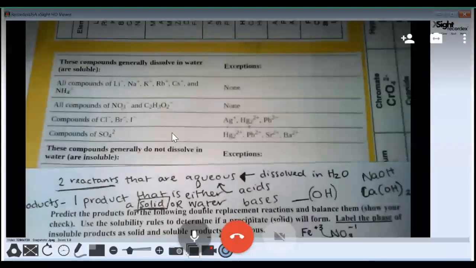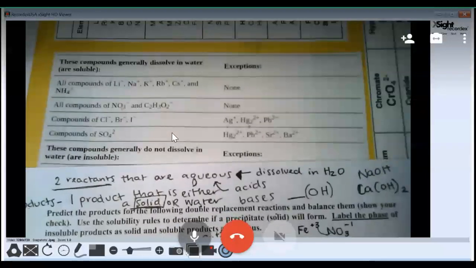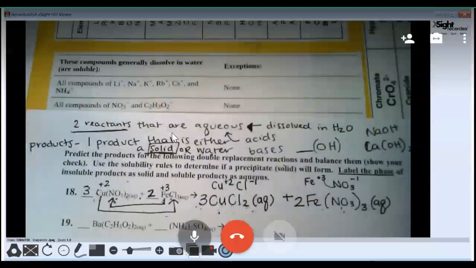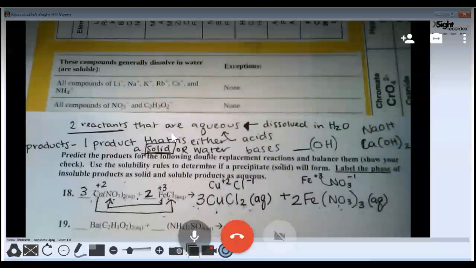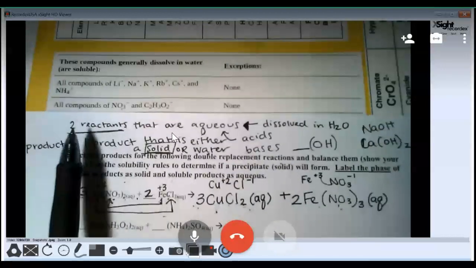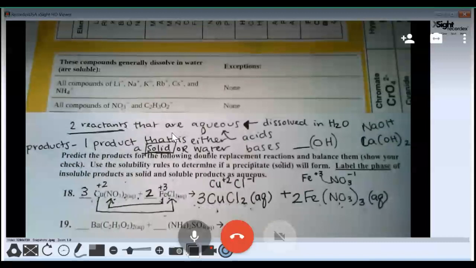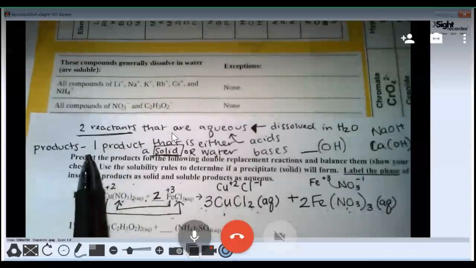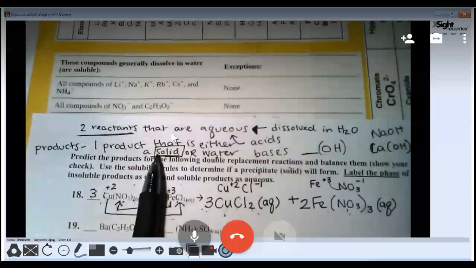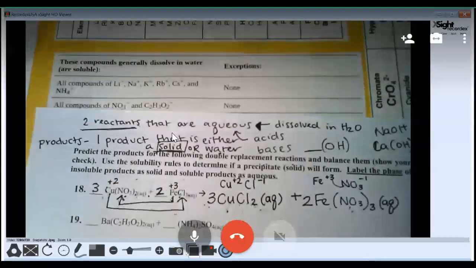Okay. So now that we have all our state symbols filled in, is this reaction going to happen? Yes. So do we meet the first requirement that both reactants are aqueous? Do we meet that requirement? Yes. Okay. Do we meet the requirement that one product is either a solid or water? Do we have a solid or do we have water?